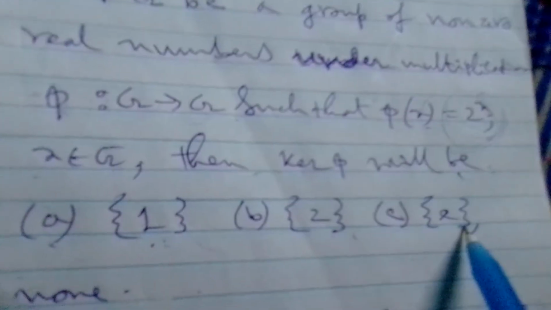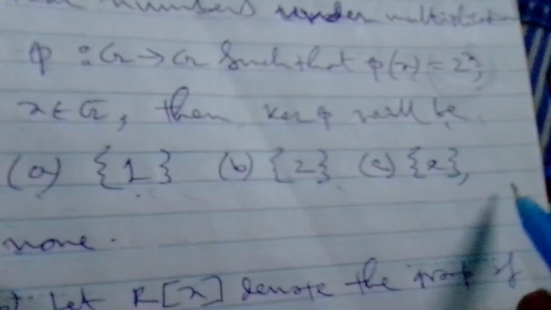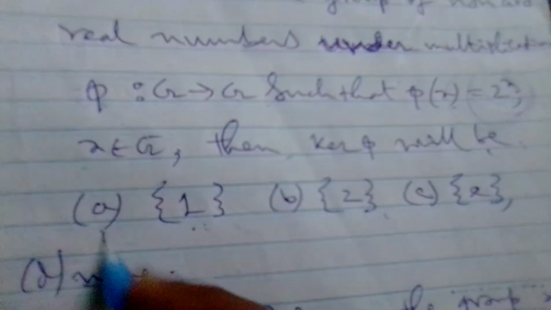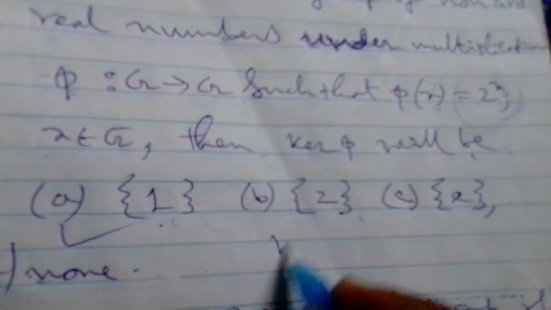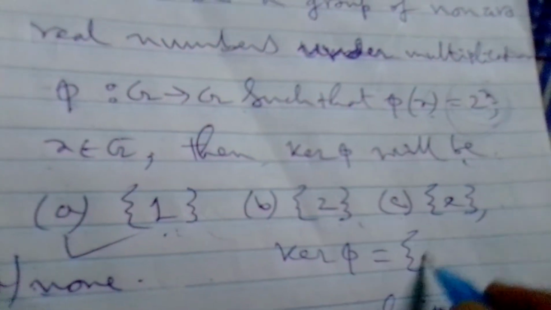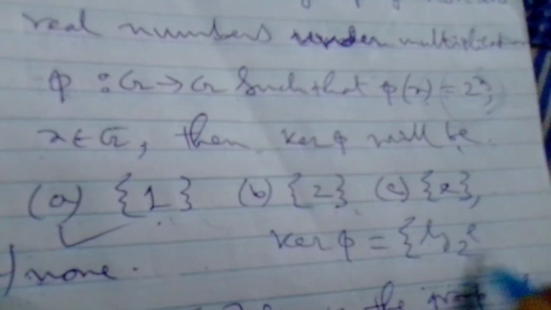So the first option is incorrect, the second is incorrect, the third is also incorrect, and the fourth is none. So option D, none, will be the correct answer, and here the kernel phi will clearly be log E base 2. This will be the kernel phi, so none of these.